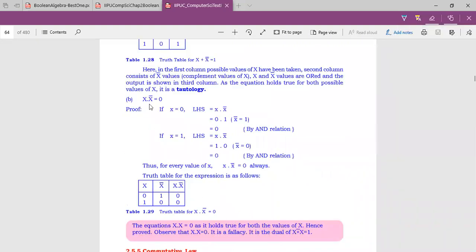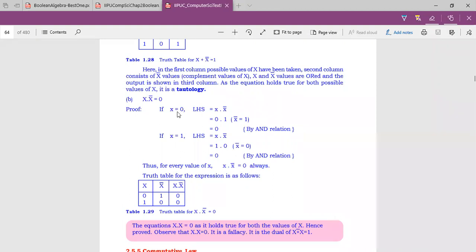Now, proof of the second part, complement theorem with respect to logical multiplication. It says x dot x bar is equal to 0. We prove first using the perfect induction method. Put x is 0. LHS x dot x bar is equal to 0 dot 0 bar, which is 1. So 0 dot 1 is 0. Substitute x is 1, LHS becomes x dot x bar is equal to 1 dot 1 bar, which is 0, 1 dot 0 is equal to 0. So we get x dot x bar is equal to 0 always. Are you getting?